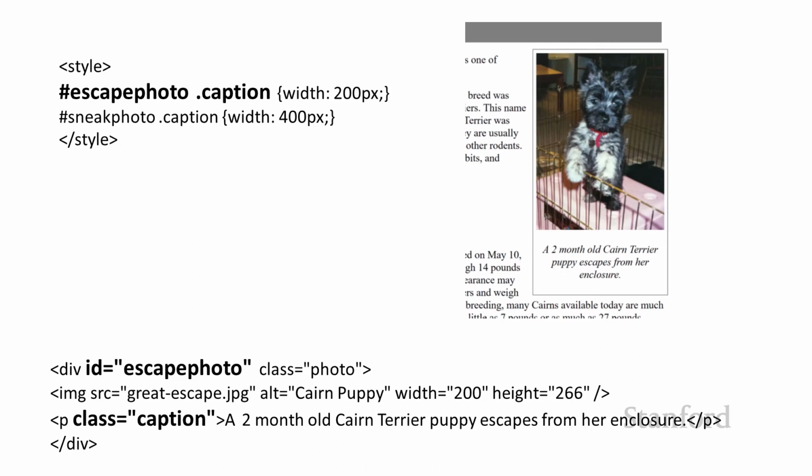And so this particular rule combines the ID, which needs to be the escape photo, followed by a space, followed by the dot caption. So you'll recall this is actually a descendant selector.